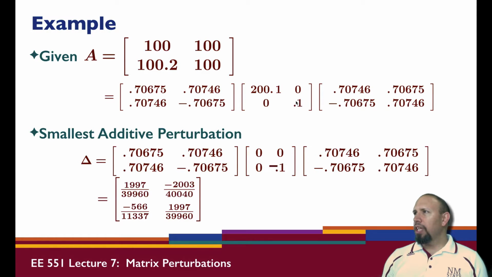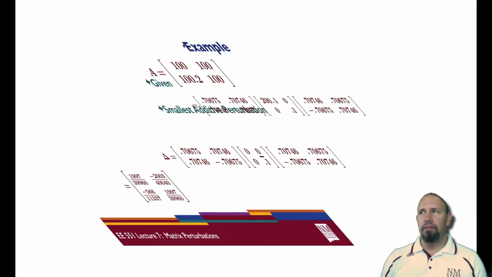The smallest additive perturbation is the matrix A, basically, with this term 0. And actually, I put the negative of this. When I multiply this all out, I get this quantity. And so this is the matrix that gives the smallest additive perturbation. So if I take this matrix and add this matrix, this has full rank because these two columns are actually independent. They're very close, but they are independent. So this matrix is the smallest matrix that, when I add it to this matrix, I lose rank.